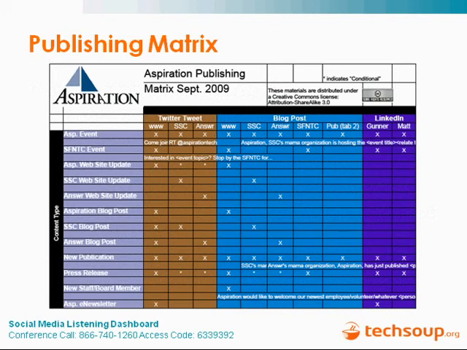But you'll see the rows: we announce Aspiration events. We announce events at the San Francisco Nonprofit Technology Center. We might announce major website updates. We might announce updates on other sites such as Answer. And the idea here is that these X's in this grid remind us where to publish so that when there is new content available, we put it out on as many channels as possible.